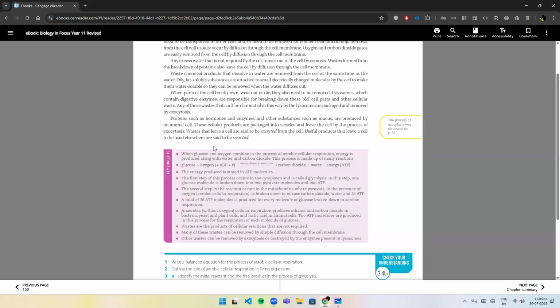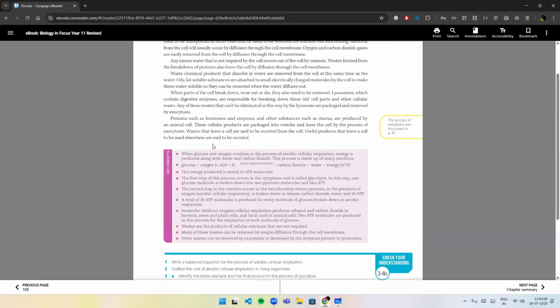Proteins such as hormones and enzymes, and other substances such as mucus, are produced by an animal cell. These cellular products are packaged into vesicles and leave the cell by the process of exocytosis. Wastes that leave a cell are said to be excreted from the cell. Useful products that leave a cell to be used elsewhere are said to be secreted.